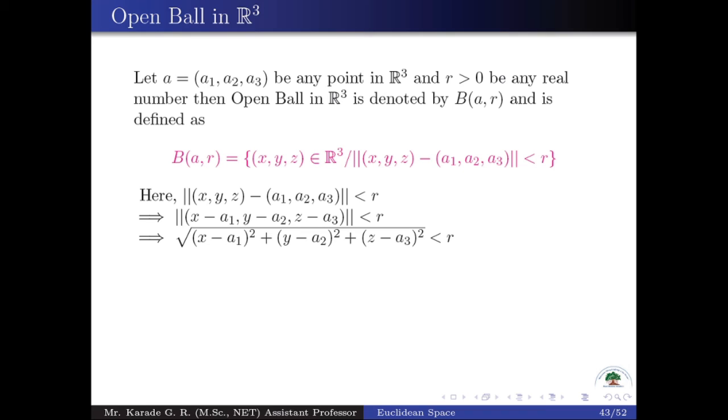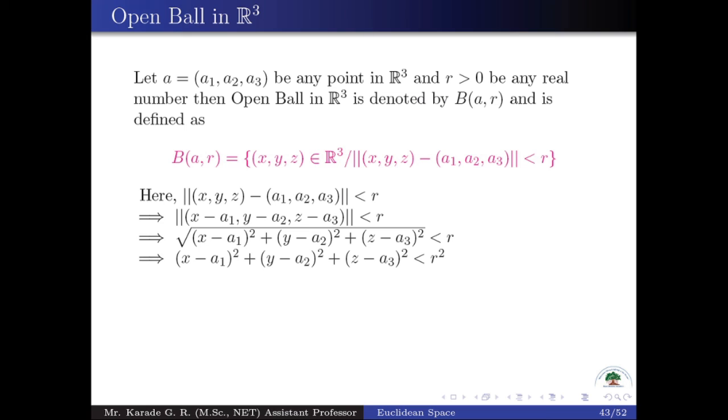This implies the square root of (x minus a1) squared plus (y minus a2) squared plus (z minus a3) squared is strictly less than r. Squaring on both sides, we have (x minus a1) squared plus (y minus a2) squared plus (z minus a3) squared strictly less than r squared, and this step geometrically represents the set of all points in the interior of the sphere with radius r and center (a1, a2, a3).